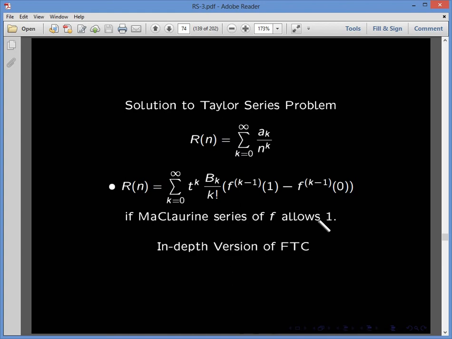So I'd like to introduce this as an in-depth version of the fundamental theorem of calculus. The very first term is the antiderivative value difference. That is the fundamental theorem of calculus, but it also gives you the next layer, and things like that. Great.